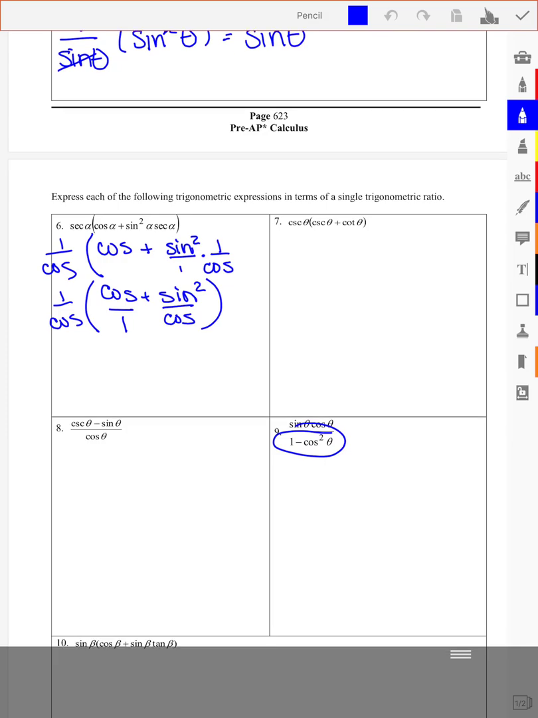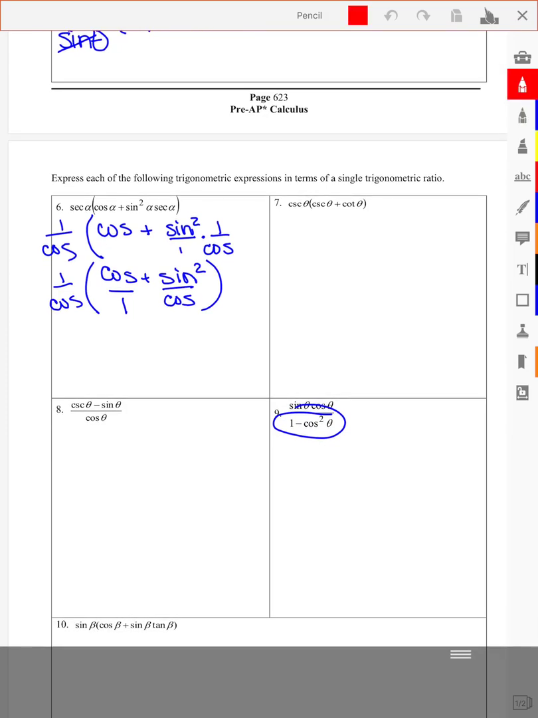Number 6. So I think I showed you this much, or I talked about this much. So sine squared times secant is really sine squared times 1 over cosine. So that's where sine squared over cosine came from.